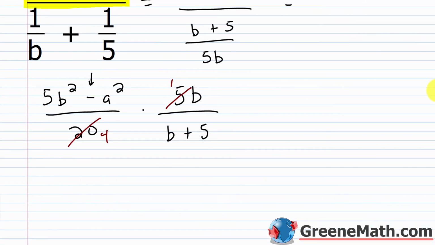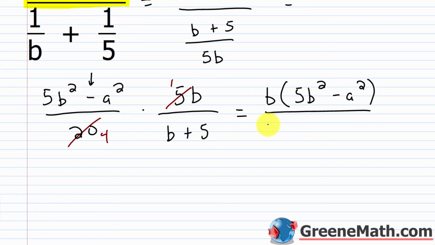Right? All I want to do now is just multiply. I can leave this in factored form and say, okay, this is b times the quantity 5b squared minus a squared. Or you can go through and use your distributive property. Again, that's going to be your personal preference or your teacher's preference. Again, this is over 4 times the quantity b plus 5.